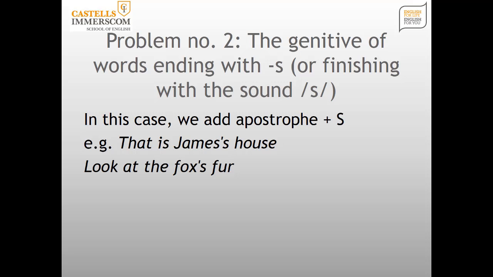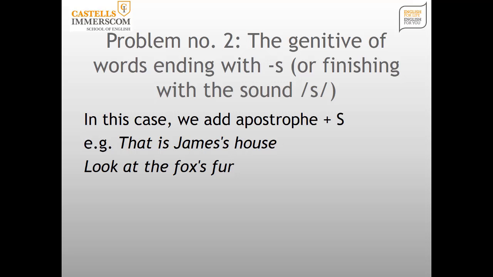Okay, and problem number 2, the genitive of words ending in S or finishing with the sound S. In this case we add apostrophe S. Okay, that is James's house. Okay, because James is a noun that is singular, but its last letter is S. Okay, James is the boy's name. It's his house, so it's James's house. We must then double the sound of the S. Okay, look at the fox's fur. Okay, because the last sound for fox is S. Okay, so we need to say foxes and James's. Okay, so you can hear the sound. It's an S or an iz sound.